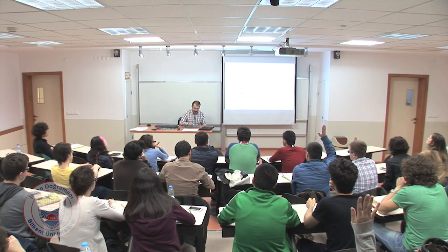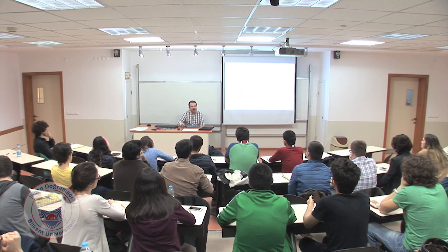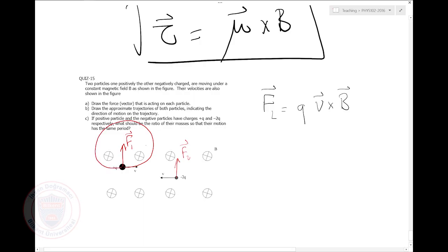How many of you actually got this correctly? Come on guys, I expect better. Okay, good. So F1, F2. Draw the approximate trajectories of both particles indicating the direction of motion on the trajectory. So the first particle, the positive particle, does it rotate clockwise or counterclockwise? Counterclockwise. It's going to go around in a circle like this. Because I do not know the mass of the particle, the best I can draw is a circle. It may be a very small circle if the particle is very heavy, or it may be a large circle if the particle is light.